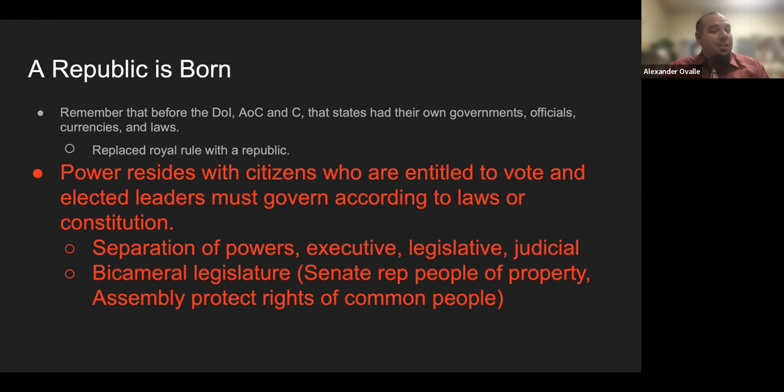You have the separation of powers. We talked about that last video: executive, legislative, judicial powers. Also, the republic comes with a bicameral legislature, a two-house legislature. The Senate represents the people of property. The Assembly protects the rights of the common people. The Assembly is the House of Representatives as it is today.